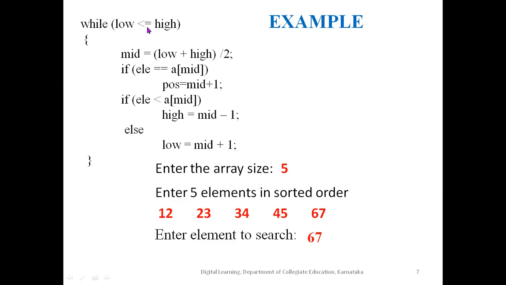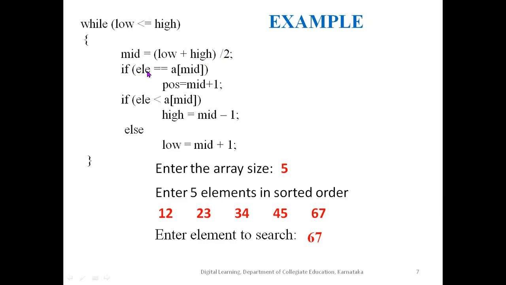So is 4 less than or equal to 4? Yes, 4 is equal to 4. So it is true. Now the control enters inside the while loop. Now here again, the mid value is going to be evaluated. So mid is equal to (low plus high) divided by 2. That is (4 plus 4) divided by 2, which is equal to 4.